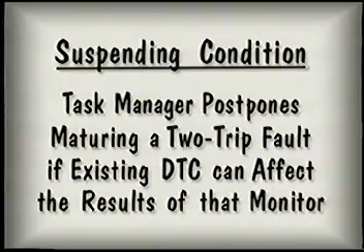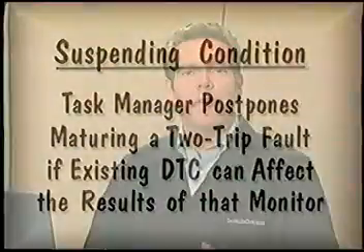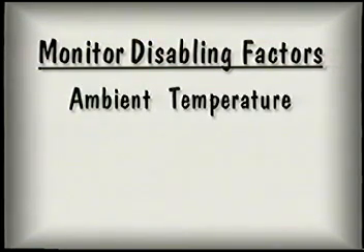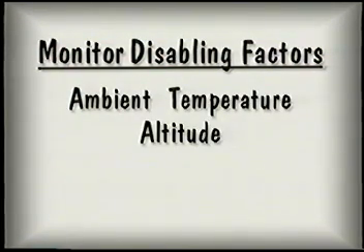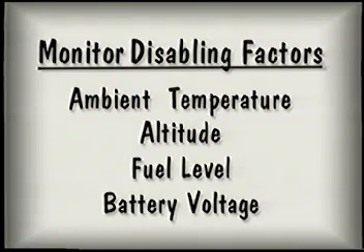In a suspending condition, the task manager may postpone maturing a two-trip fault if an existing DTC can affect the results of that monitor. And finally, various factors may inhibit monitor operation altogether. Some monitors will be disabled if ambient temperature, altitude, fuel level, and battery voltage are not in suitable range.